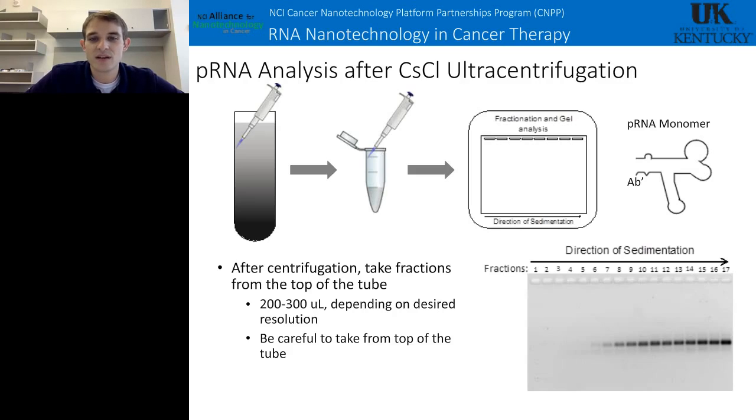You can see I have some real data here at the bottom right from purifying the pRNA monomer. The direction of sedimentation is from left to right. So my fraction 17 was the most dense, and my fraction 1 was the least dense. You can see the RNA migrates to the most dense portion of the gradient.